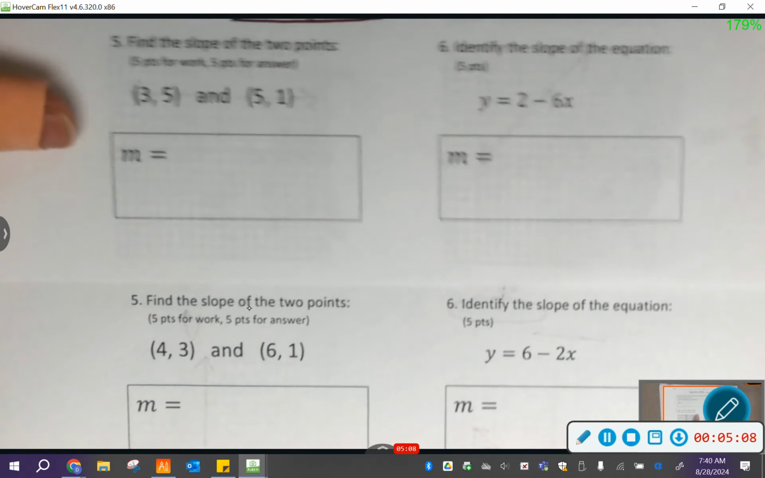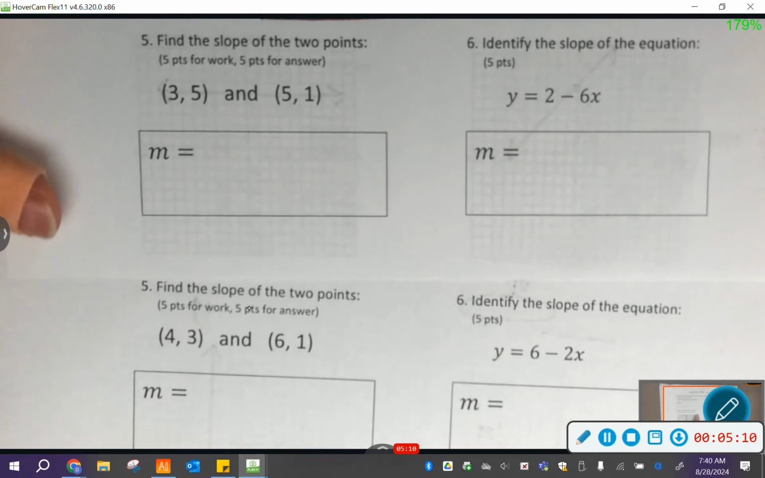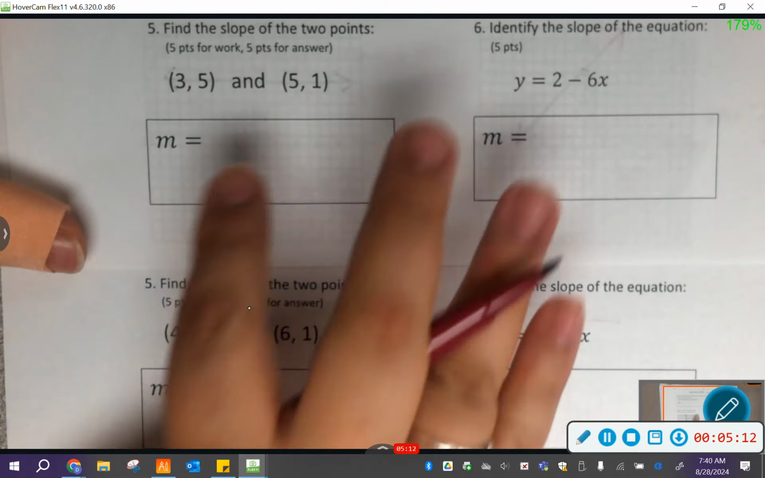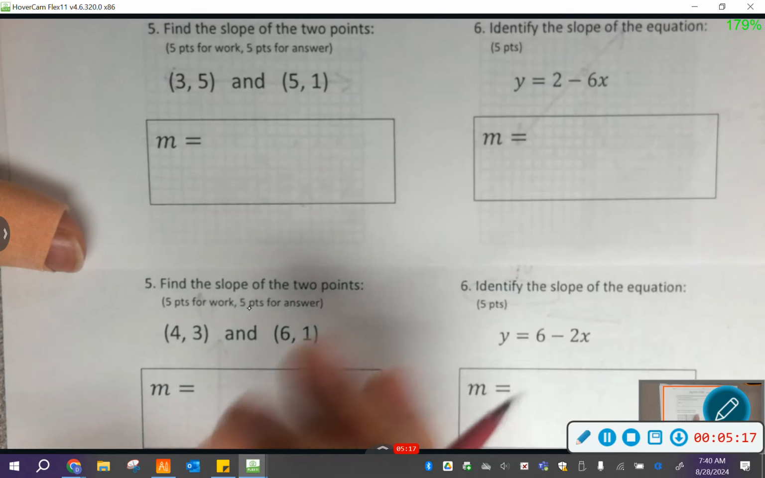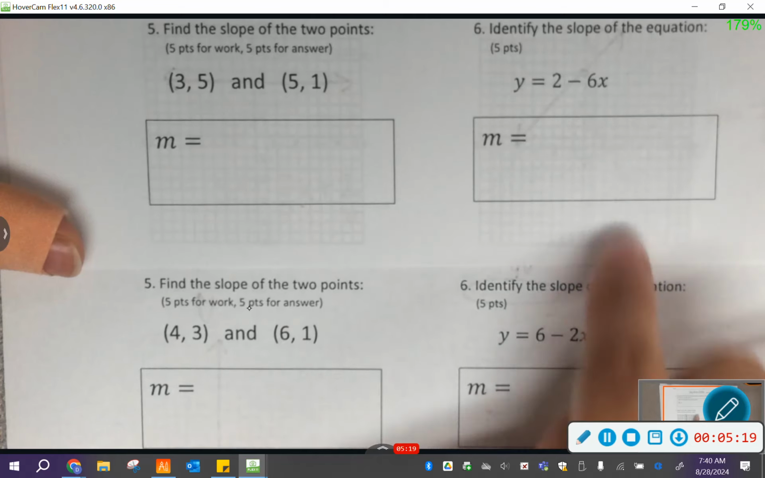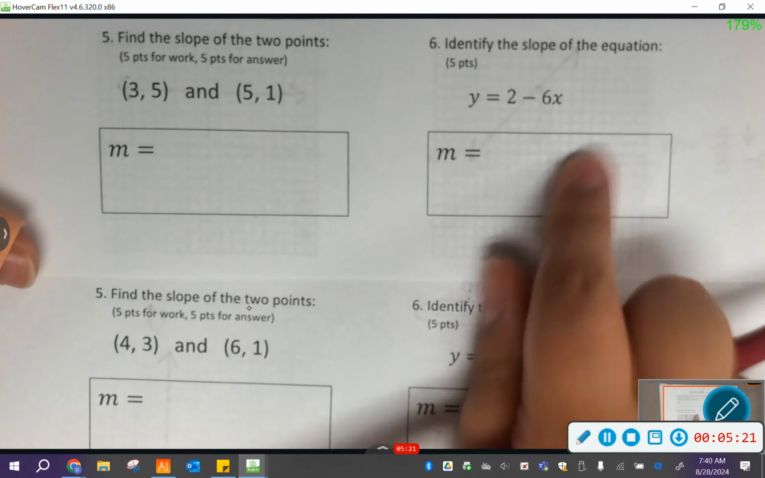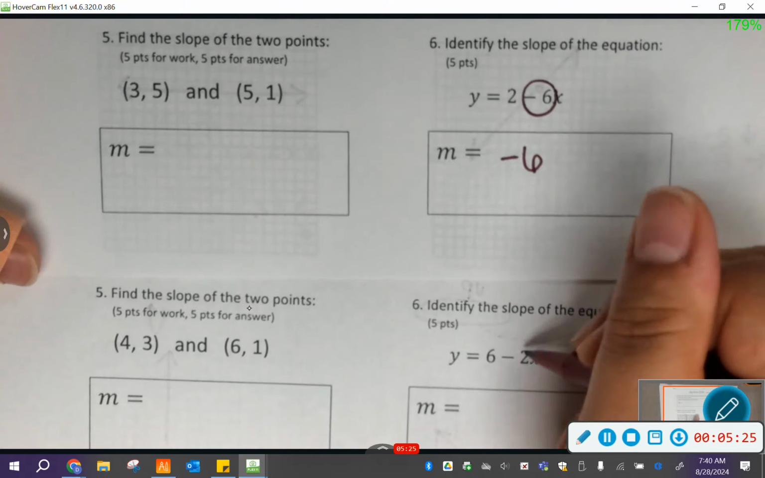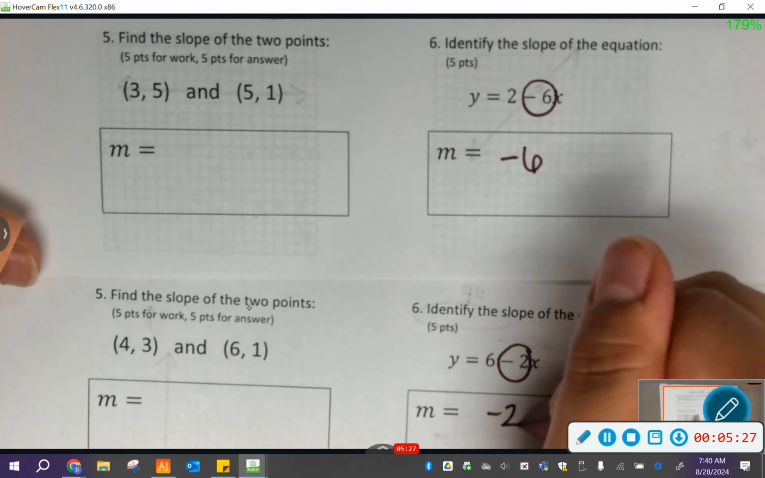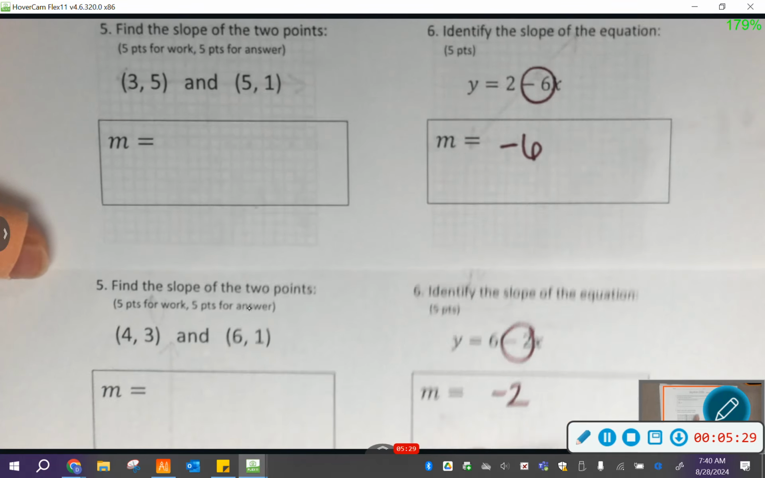Y'all did so good on the slope formula question. Do I have any questions about number 5? Did anybody want me to go over? Again, most people that missed that one, they just forgot a negative. Same thing with this one right here. What's the slope of this equation? My people that missed it, y'all just forgot the negative in front. So don't forget if there's a negative in front to include it.